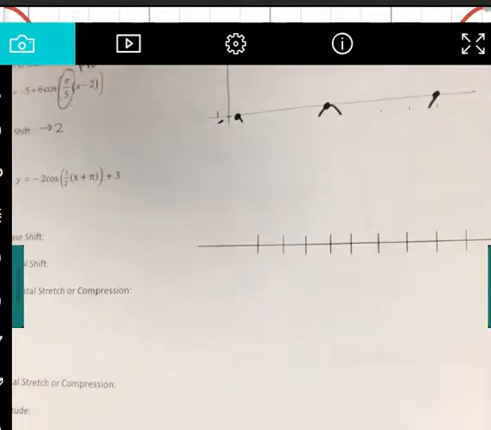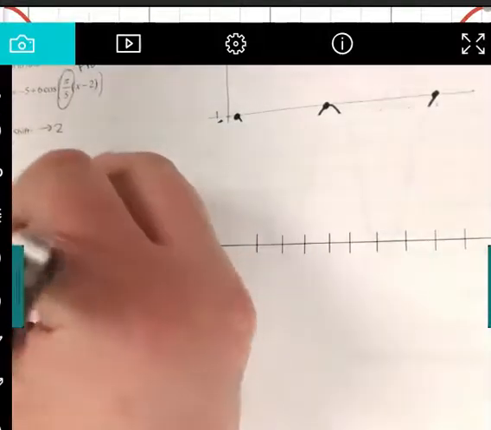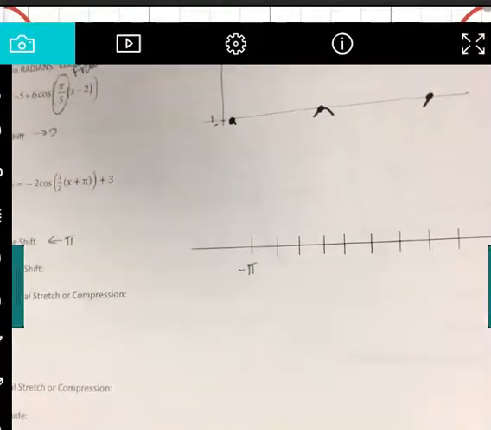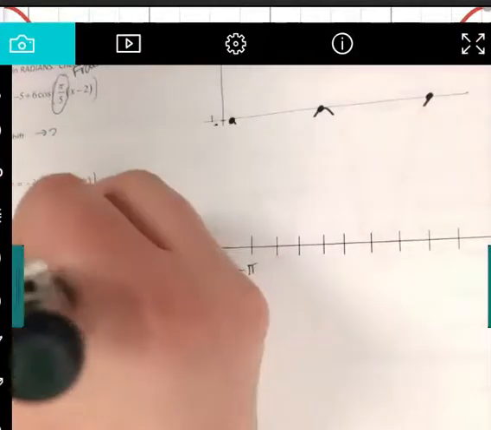Okay, which way are we moving it? It's a plus pi, so I want to go to the left pi. Remember, it's always the opposite in parentheses. So left pi, that makes that a negative pi. And then my vertical shift is up 3.